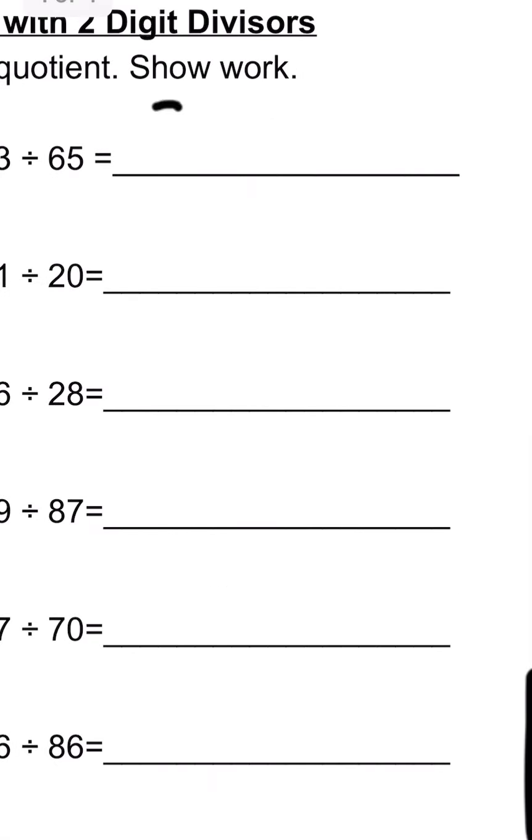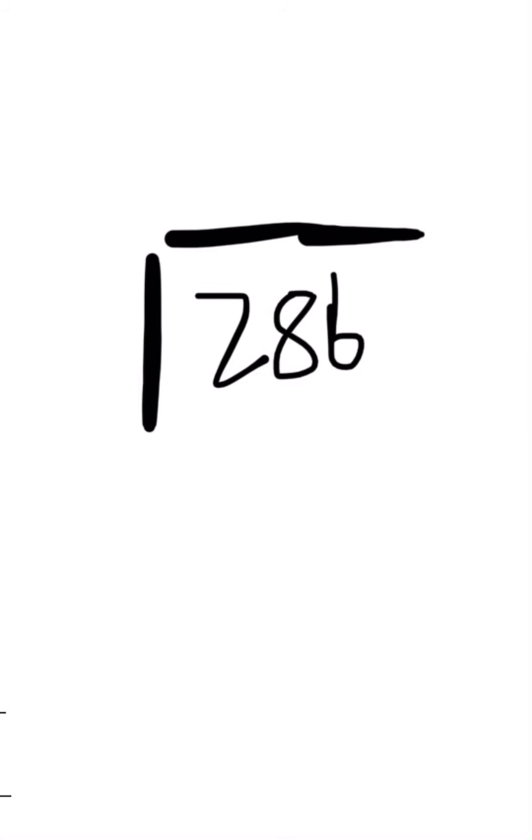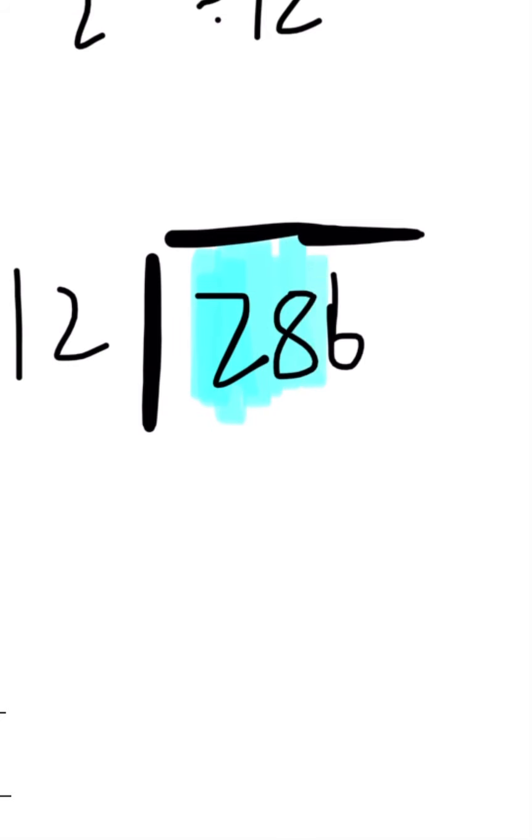Okay, now let's move on to the second page, which is division procedures. We're doing number 3, 286 divided by 12. Okay, so again, we'll look at the first number and see if this is possible. 2 is less than 12, so it's not possible. So we'll look at the first two numbers. Since 28 is larger than 12, this is possible.